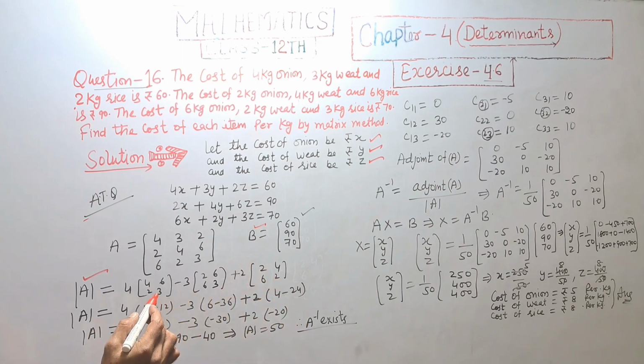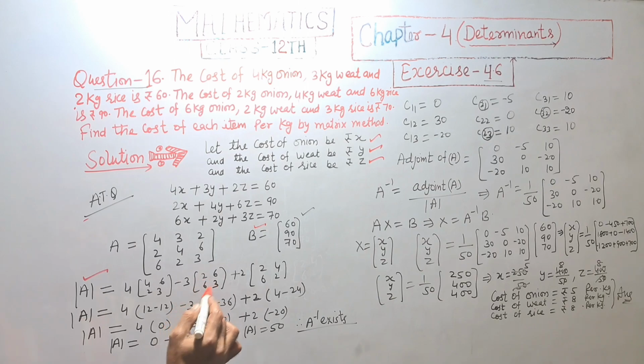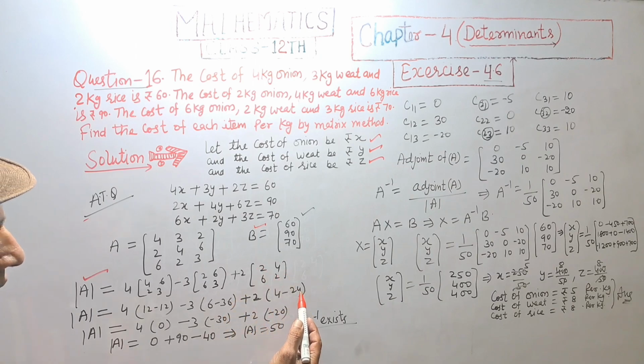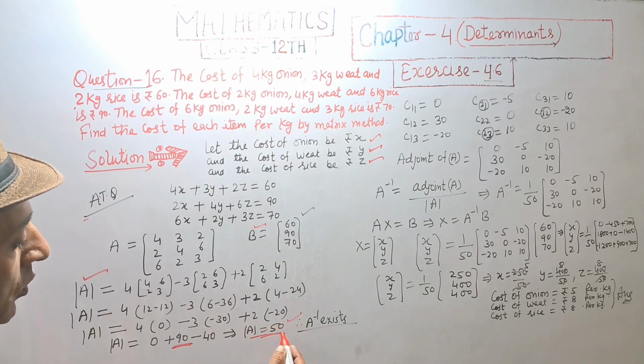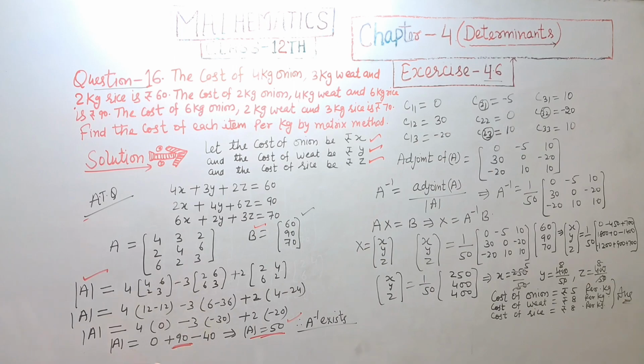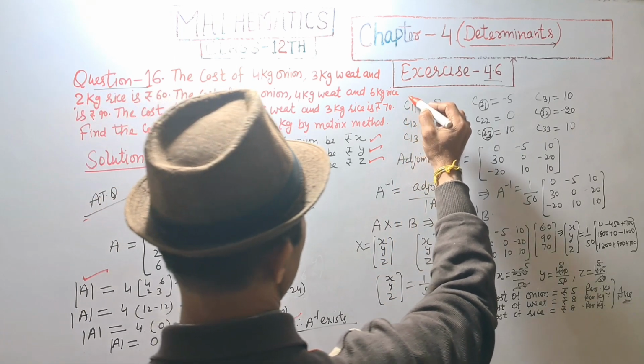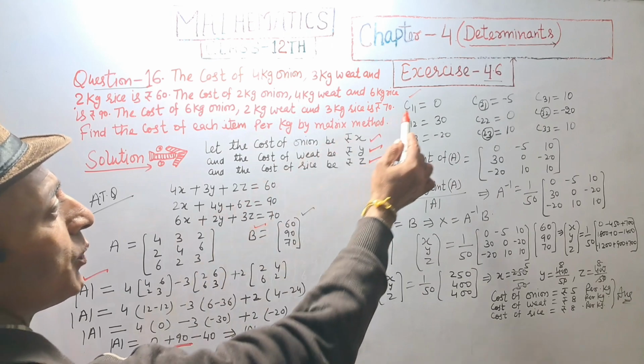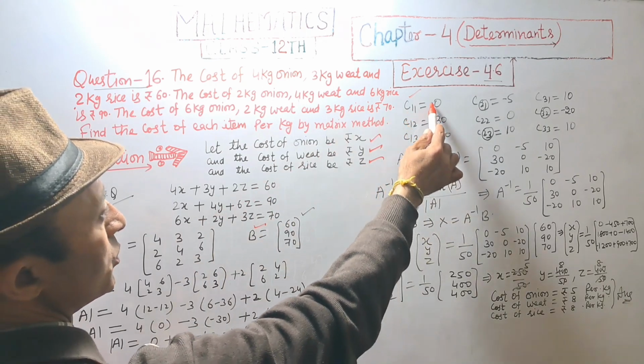4 times 3 is 12, minus 12 is 0. 3 times 6 is 18... 3 2s are 6, minus 36 is equal to minus 30, and 2 2s are 4, minus 24 equal to minus 20. 0 multiplied by 4 will be 0, and minus 30 multiplied by minus 3 is positive 90, and 2 times minus 20 is negative 40. 90 minus 40, we get determinant of A is equal to 50. So A inverse exists, and we find the cofactors of matrix A.